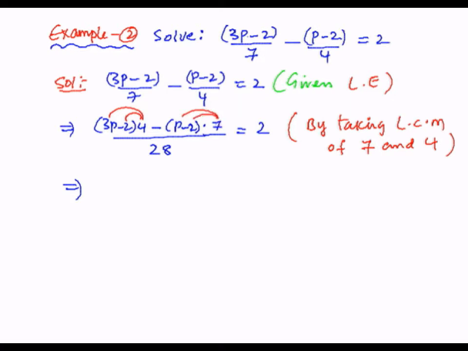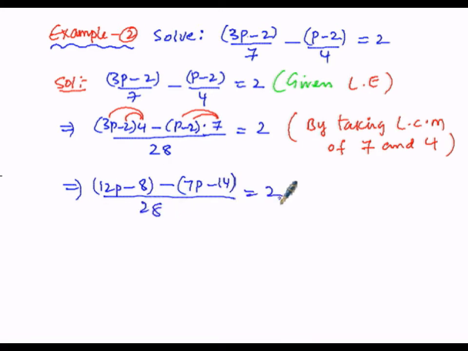Then the next logical step will be: 4 into 3p is 12p, 4 threes are 12, minus 4 twos is 8, within brackets. Minus, then within brackets we have to multiply 7 with p minus 2. 7 into p is 7p, minus 7 into 2 is 14, overall divided by 28, written as it is, then that is equal to 2.